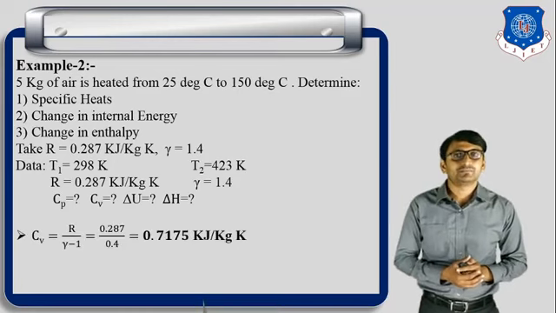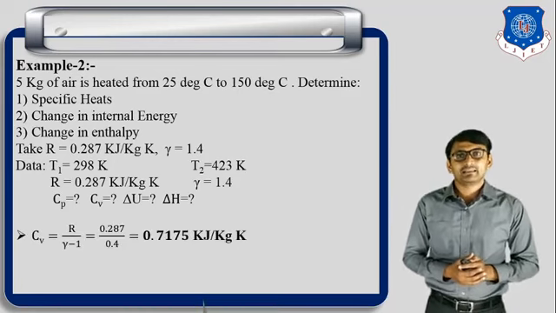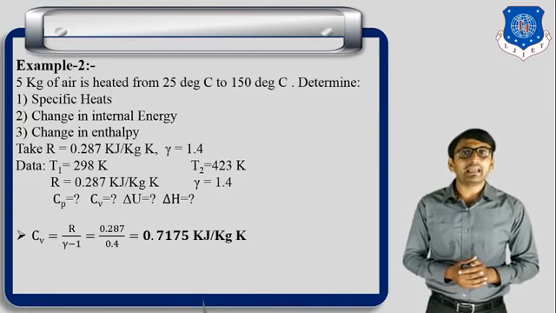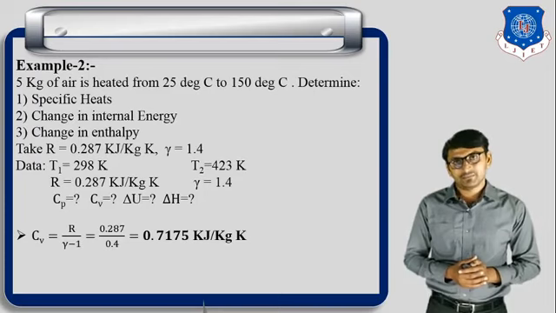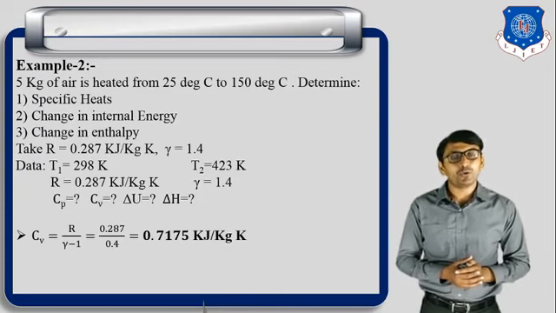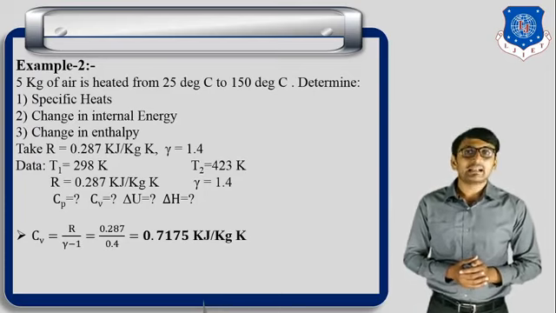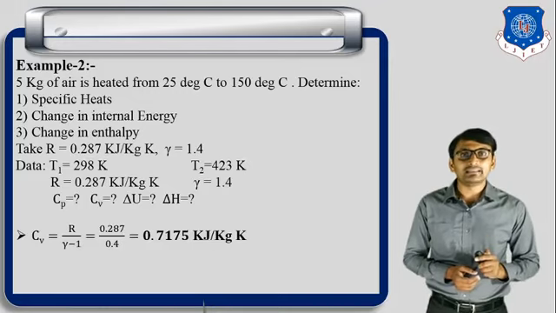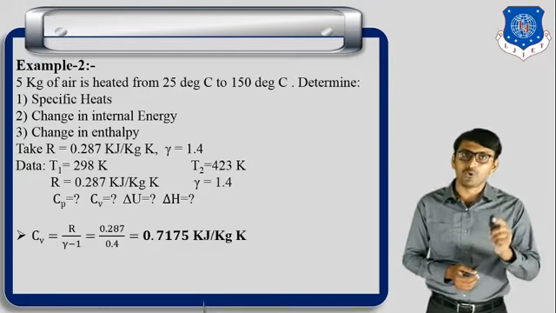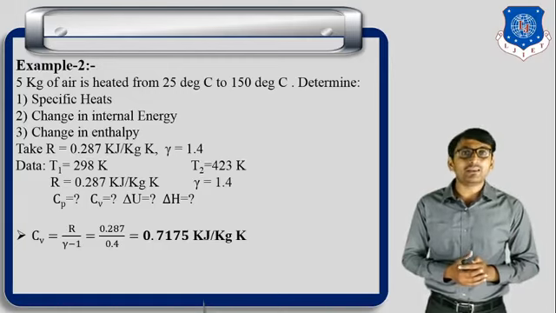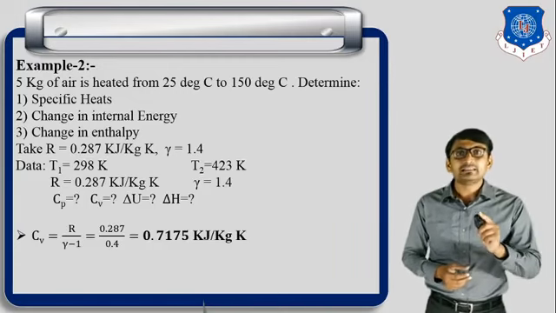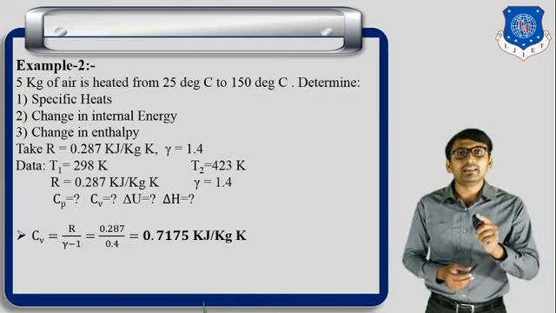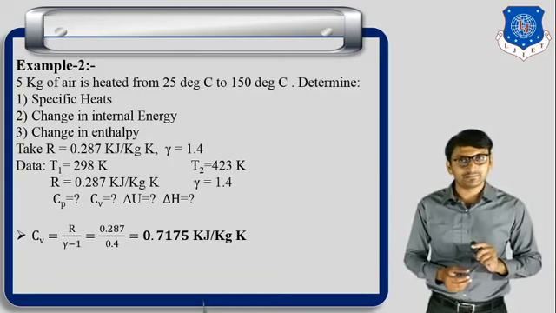So first step, Cv is equal to R divided by gamma minus 1. So R is 0.287, gamma 1.4 minus 1, that is equal to 0.4. So we get value of Cv 0.7175 kilojoule per kg Kelvin.